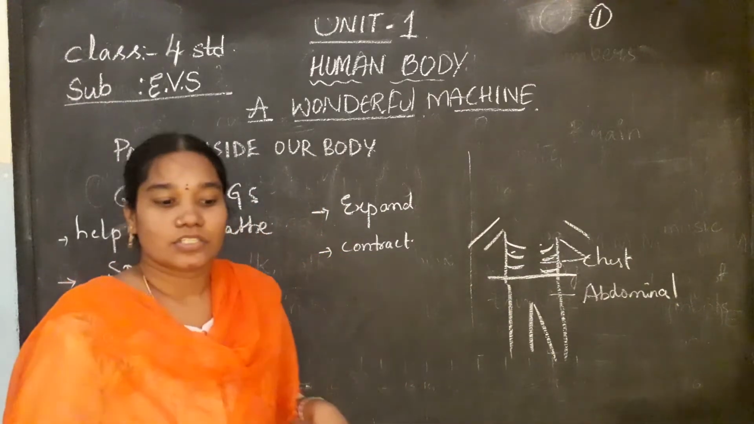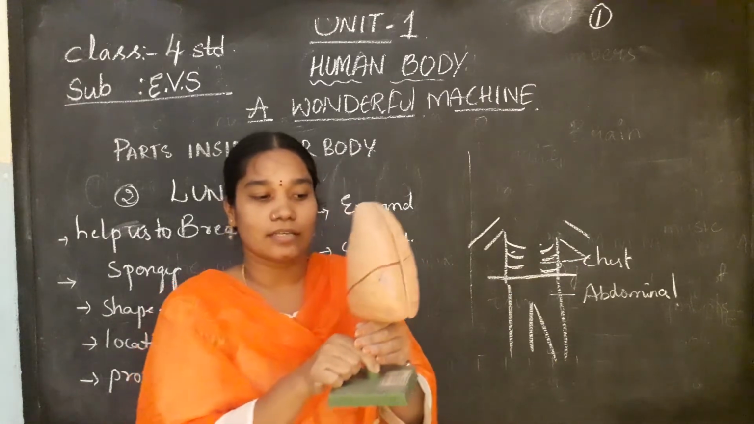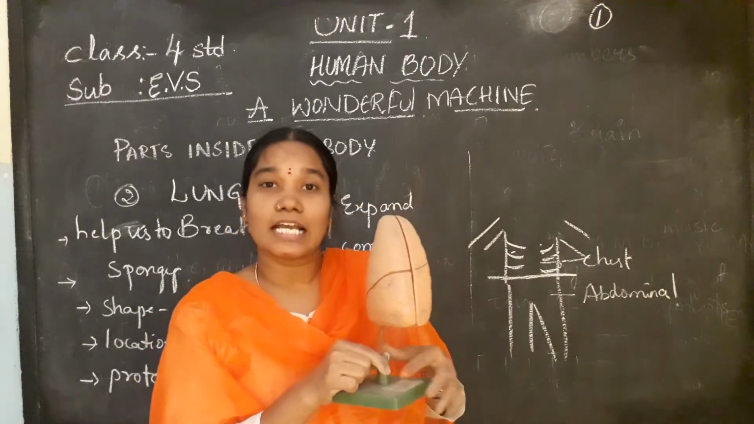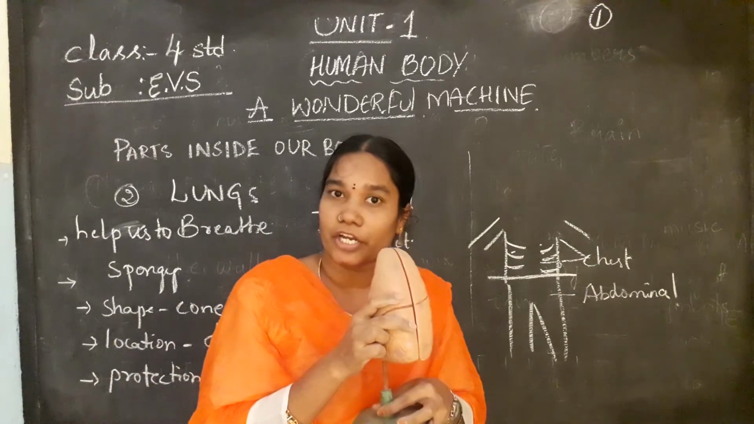Let us check with this model. These are the lungs. If you see, just as the brain is divided into two parts, the lungs are also divided into two parts.